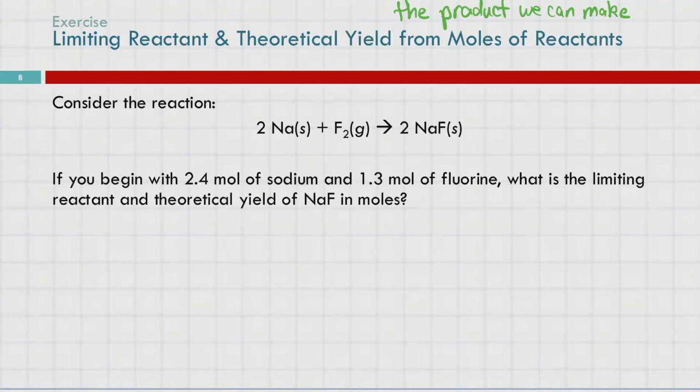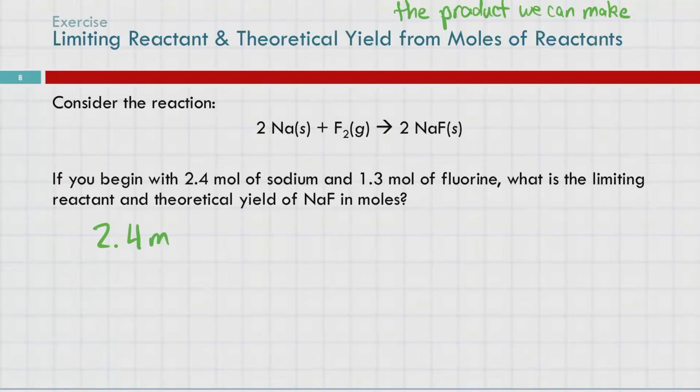All right, we're looking for the limiting reactant. That means we need what? The theoretical yield. We will get the theoretical yield at the same time. What's the limiting reactant? Just generally, what is a limiting reactant? Whatever runs out first. Yeah, it's whatever runs out first, whatever makes the smaller amount of product.